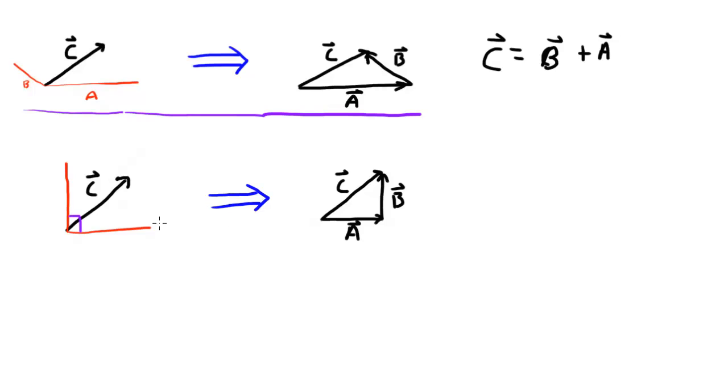What happens if the two directions that are selected are orthogonal to each other? Orthogonal lines, so this would be the A direction, this would be the B direction. Orthogonal lines form right angles. Here we see that when we form the triangle to do the decomposition, it's a right triangle.